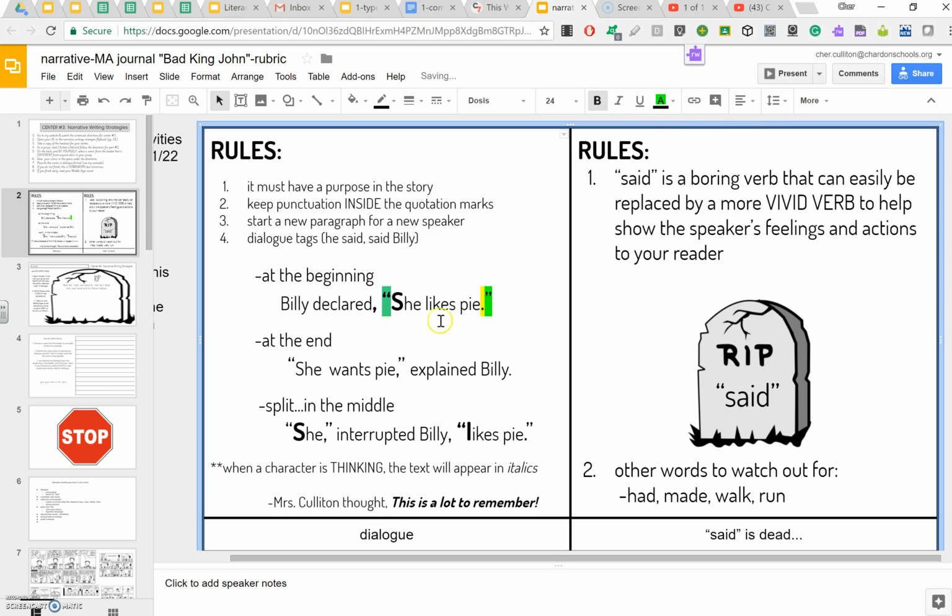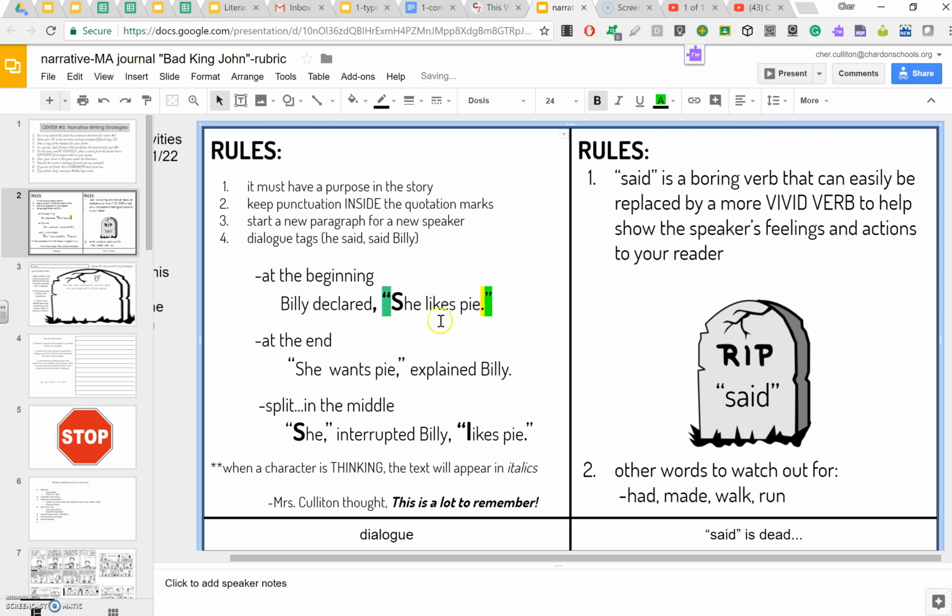Here's another example. If I put a comma, maybe it's not a period. If I'm using a comma, the comma goes inside the quotation marks. The quotation marks show what the speaker is saying. Billy declared, "She likes pie." I put that inside of quotation marks. It's a complete sentence, and it's at the end of the sentence, so I put a period.